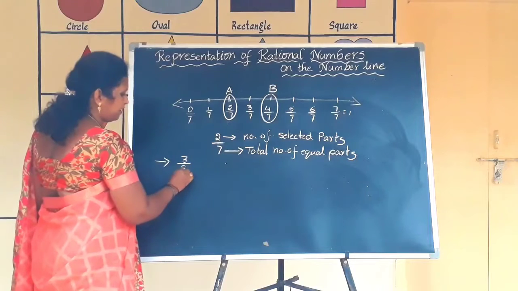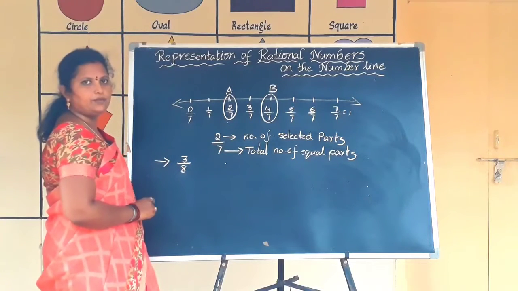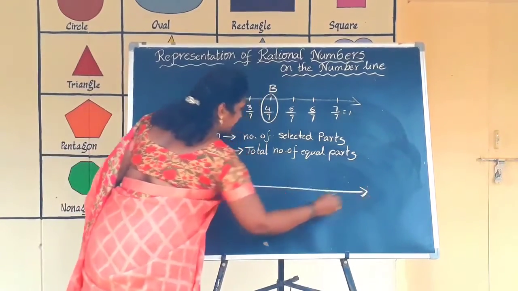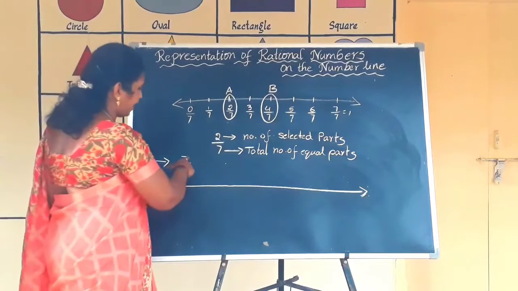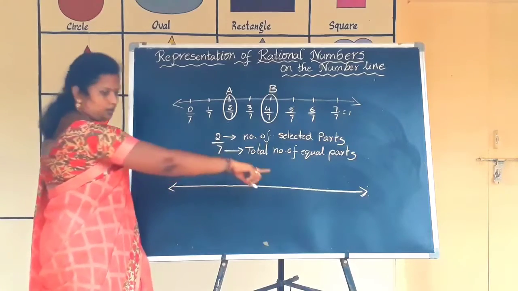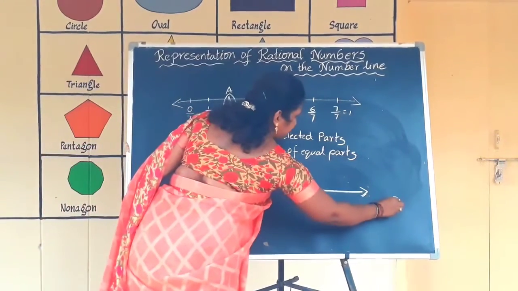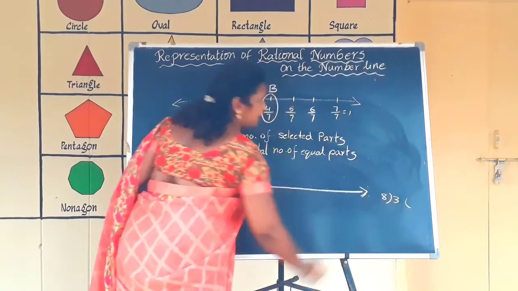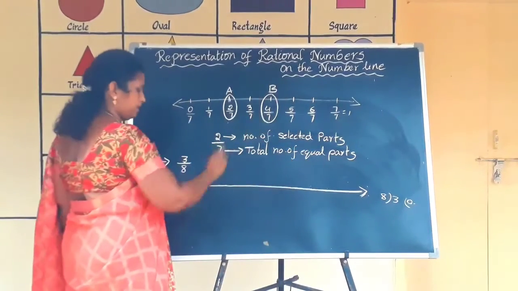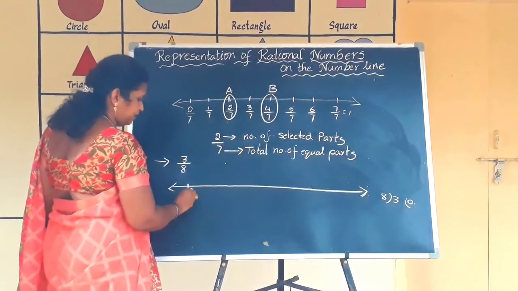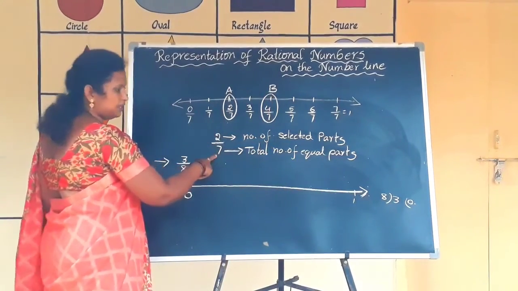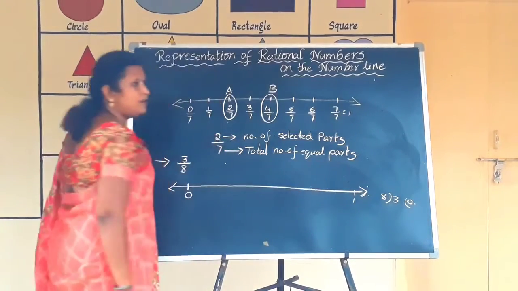How to represent 3 by 8 on the number line. To represent this number on the number line, first of all we have to draw a number line and we have to identify between which integers this number lies. So here we have to divide 3 by 8. The answer is 0 point something. That means this value is in between 0 and 1. And also we learnt here that the denominator indicates the total number of equal parts.